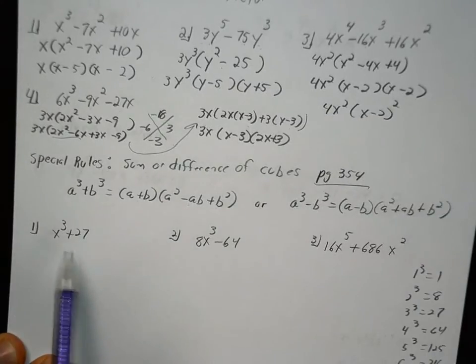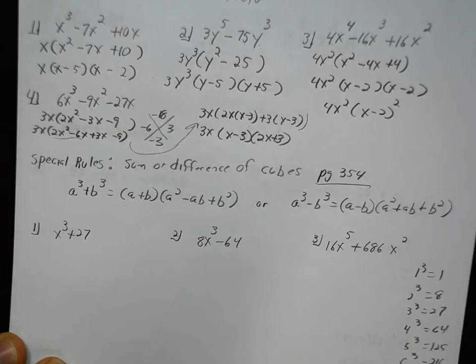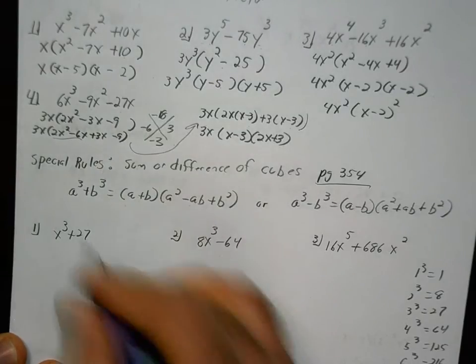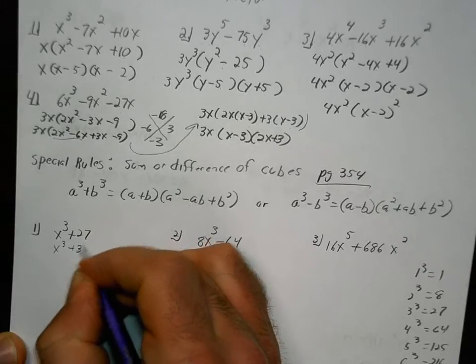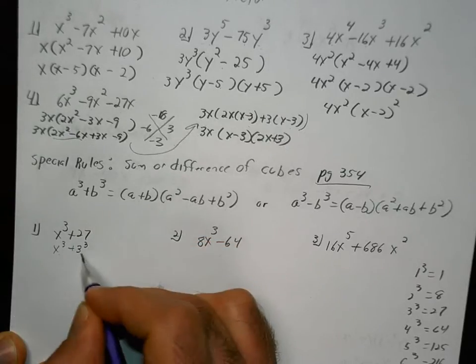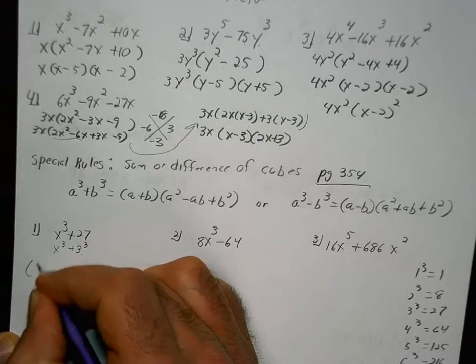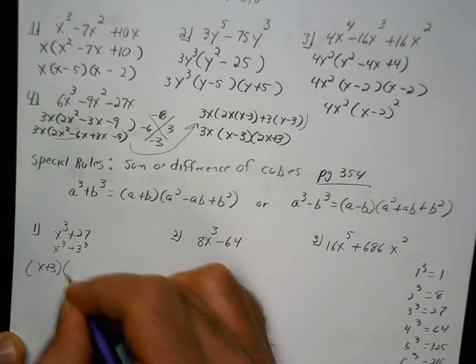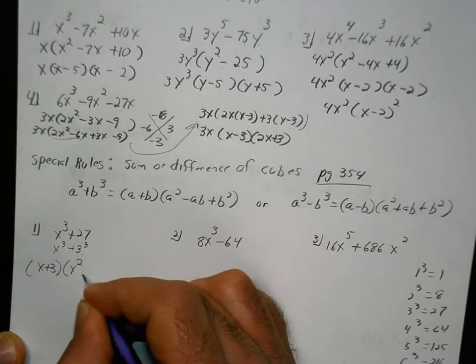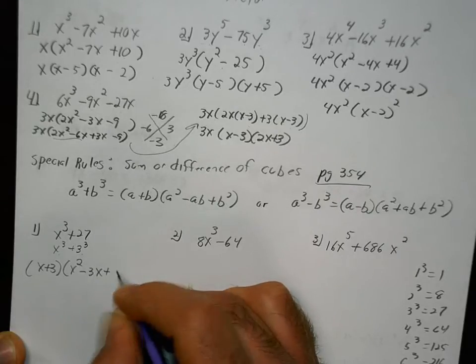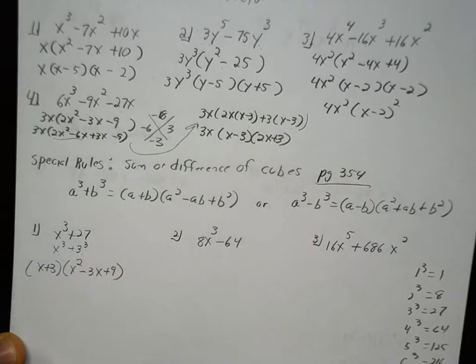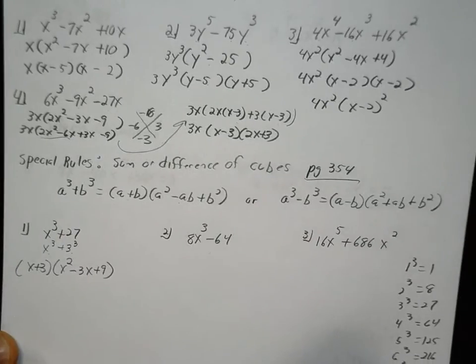Okay, so in this first one, I have a sum of two perfect cubes. 3 cubed is 27. So I would follow the sum of cubes here. So this is x cubed plus 3 cubed. So a is x and b is 3. So this would factor into x plus 3, and then x squared minus 3x plus 3 squared, which is 9. So that would factor.